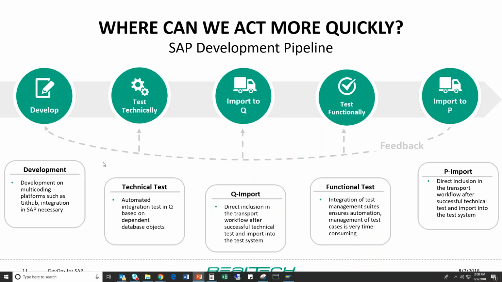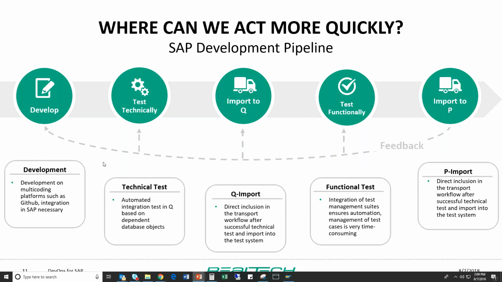So DevOps is essentially a more collaborative method of delivering applications where traditional organizational silos are replaced by cross-functional, multi-skilled teams that are focused on the business outcomes. Here we can see in an SAP development pipeline, you have your development where you're developing on multiple platforms. Then you want to technically test what has been released from development into your quality system. Then with our solution, you can import into your quality system on a 15-minute schedule, send emails to the right people. After it's in quality, then you have your functional testing.